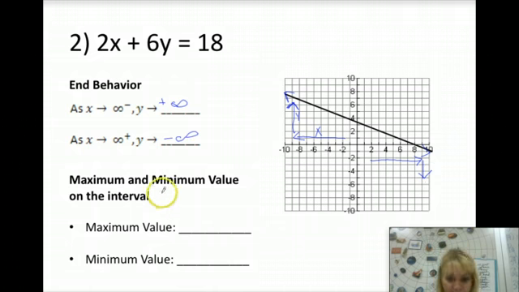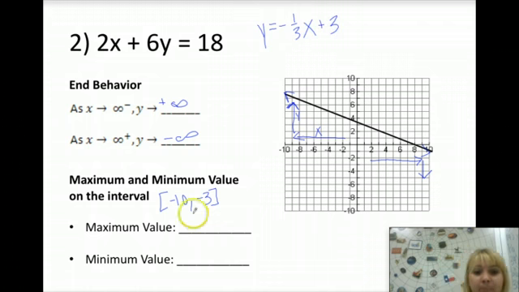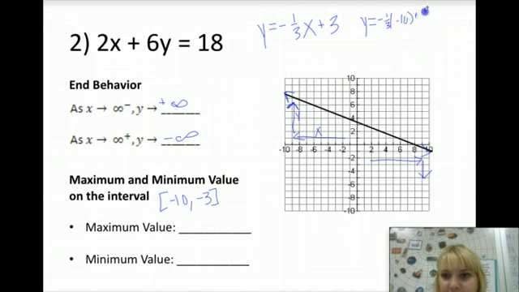And max and min on the interval, y'all are given the interval negative 10, negative 3. So when x is negative 10, and this one is going to be helpful to think of as y equals negative 1/3 x plus 3, substitute negative 10 in for x. So that will be y equals negative 1/3 times negative 10 plus 3, which is going to equal positive 10/3 plus 3. Think of that as a mixed number, so that will be 3 1/3 plus 3, so that equals 6 1/3.